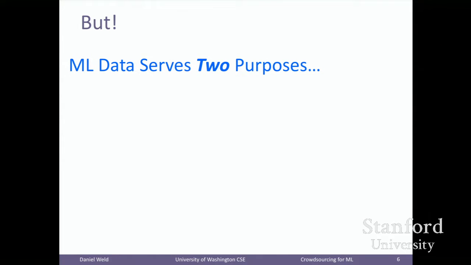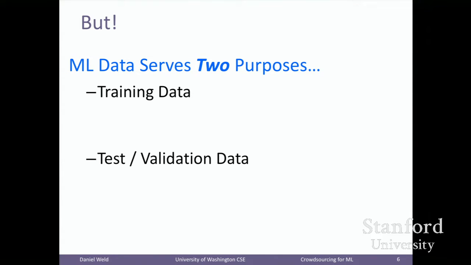But there's one thing that people seem to forget when they use crowdsourcing to get machine learning annotated training data, and that is that the data we tend to get is actually used for two different purposes. One purpose is training data, which of course is what you need most of the data for. And the other one is test data or validation data.